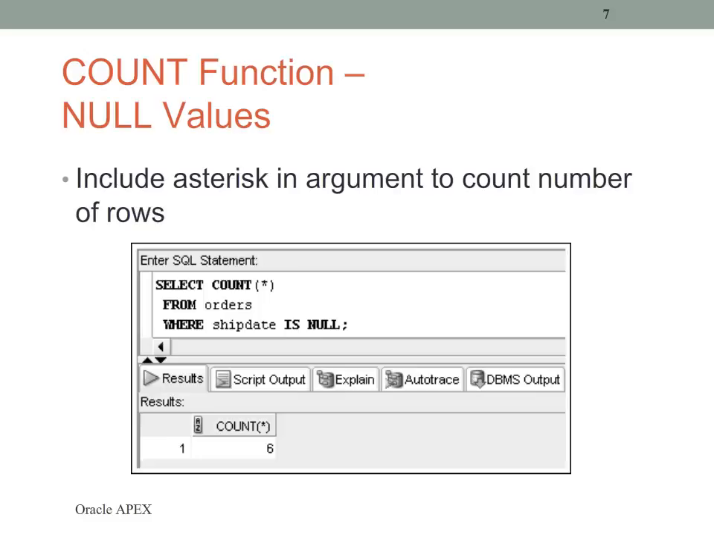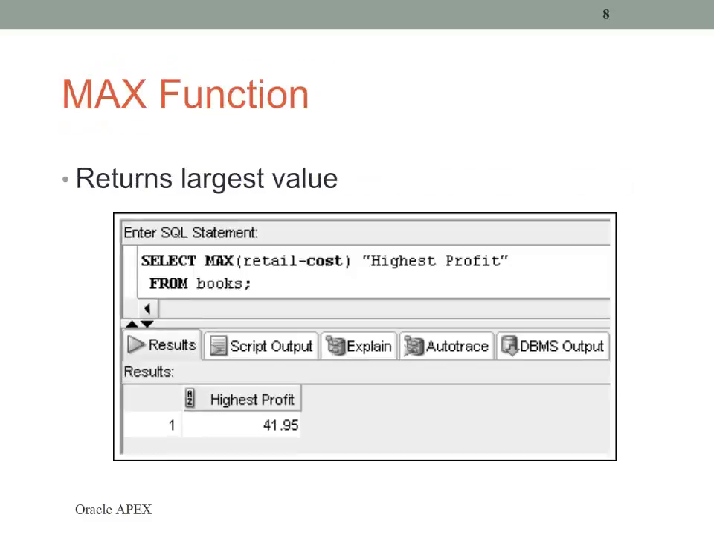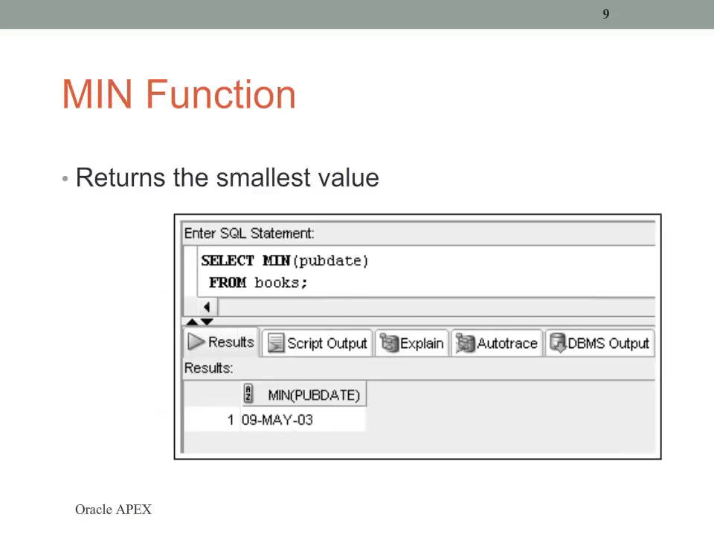Now we're about to look at the max, min, and standard deviation functions. The select max is helpful in identifying a maximum value. Notice here, the example points to the highest profit. Alternatively, the min function returns the smallest value.